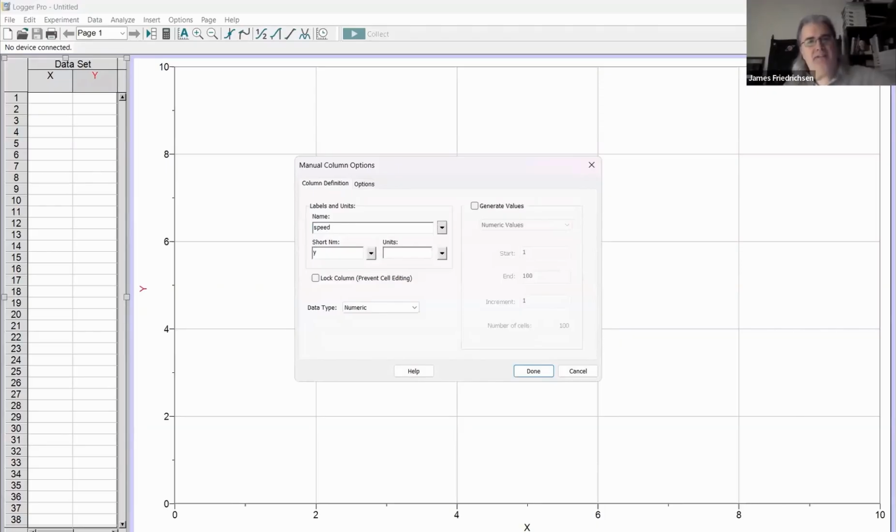The short name is in case we don't have enough room on the data table to fit the full name, then it'll default to the short name. I tabbed over, but you can click with the mouse either way. So I'm going to put the magnitude of the velocity for the speed. So put V. And then the units are going to be meters per second for SI units.